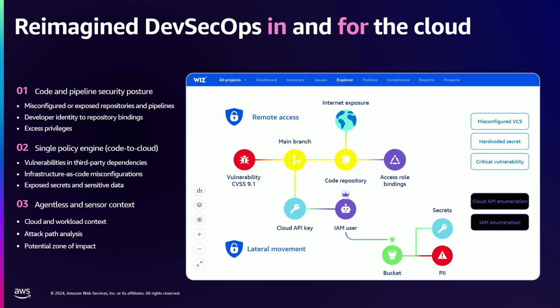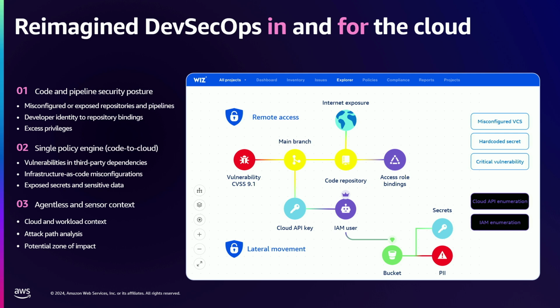Then we also want to understand what the risks are from code to cloud. So we need to understand, are there any risks in my code? Are there vulnerabilities in my code? Are there any misconfigurations in my IaC templates? As well as scan the code to look for exposed sensitive data and exposed secrets. So now that I understand the risks in my code and the security posture of my pipeline, I need to bring all of that back to my cloud context in order to really understand how an attacker can use that information in order to reach my cloud environment.